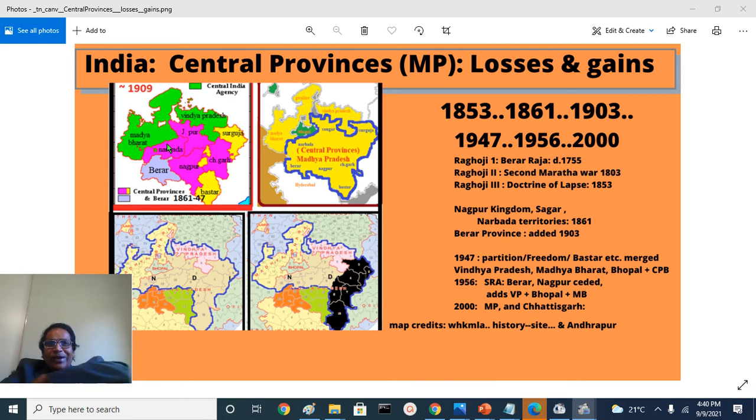So we saw the losses and gains to central provinces and Berar, the acquisitions for the central provinces, Madhya Pradesh 1. It got Vindhya Pradesh, Bhopal, Madhya Bharat, certain districts like Bastar and Surguja, shed Berar and Nagpur but retained Balaghat district, and in 2000 it shed the Mahanadi basin related districts as Chhattisgarh. That's about central provinces losses and gains.